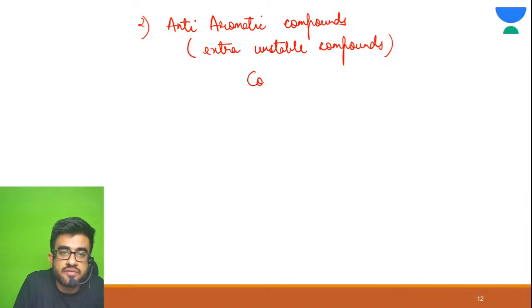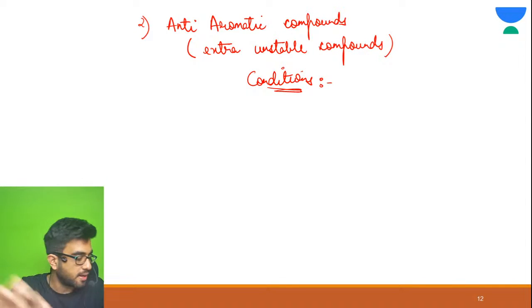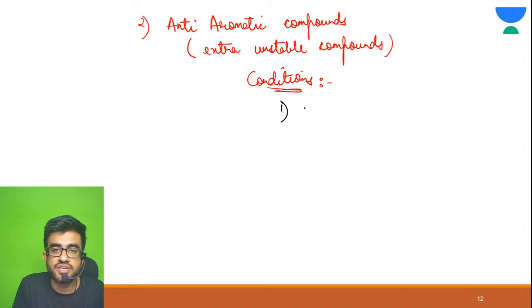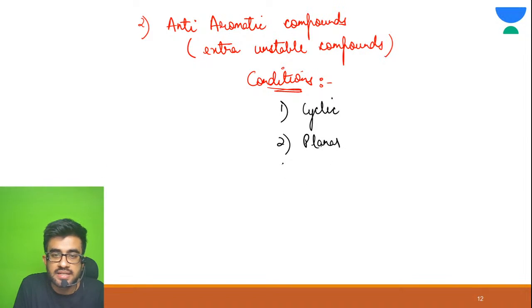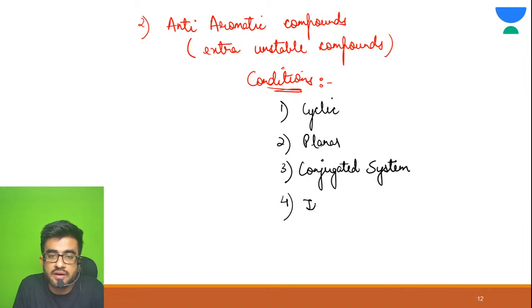All right. Now again we need to see what are the conditions for a compound to be anti-aromatic. See, just pay attention here. The first condition, cyclic. The structure should be cyclic. Second condition, it should be planar. Planar means hybridization up to sp2. Third means the system is conjugated. The system has to be conjugated. So this means resonance is possible.